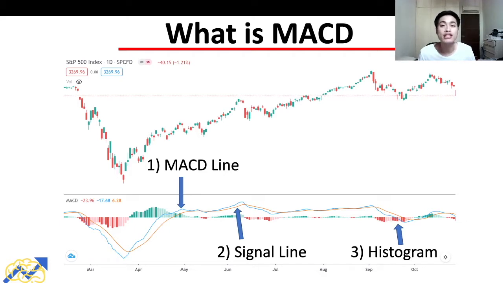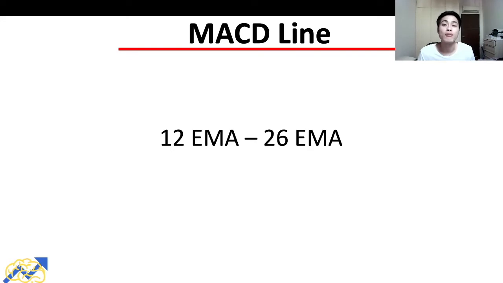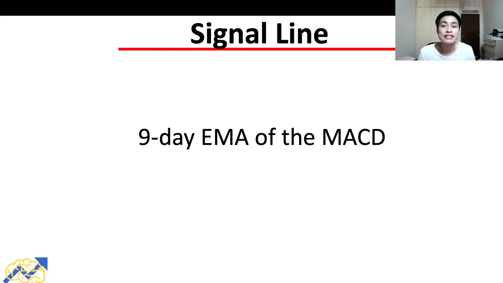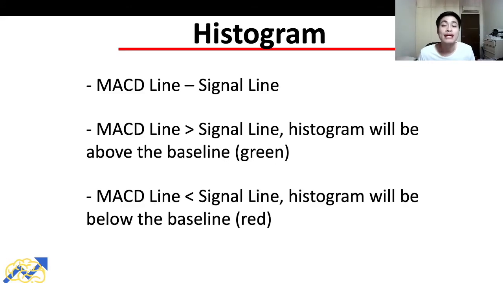Now let's take a look at each of them individually to see how they are derived. While most charting platforms nowadays help you calculate and plot these lines, it is still important to know how they are derived so that you get a better understanding of how the indicator works. So the MACD line is derived by subtracting the 26 EMA, or the 26 exponential moving average, from the 12 EMA, or the 12 exponential moving average. And the signal line is derived by taking the 9-day EMA of the MACD. And for the histogram, we get the histogram by taking the MACD line minus the signal line.